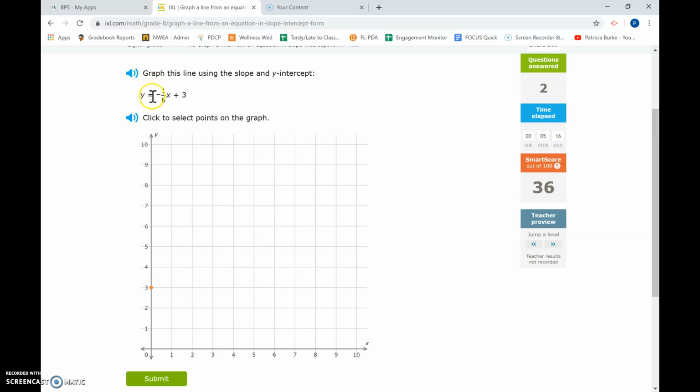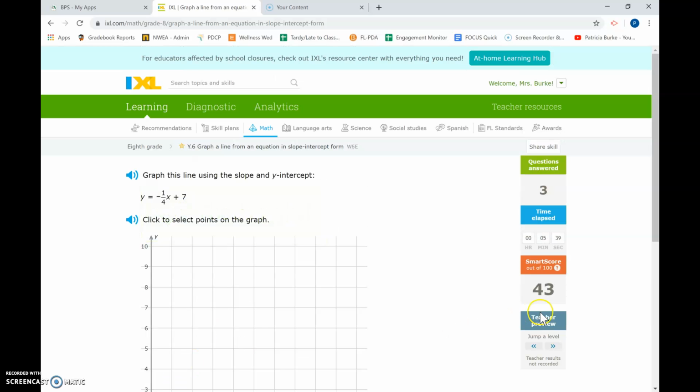And our slope this time is -1/6. So this just means we're going to go down 1 floor before we run across 6 doors. So we're going to go down 1 floor, and then we're still going to run to the right across 6 doors. 1, 2, 3, 4, 5, 6. Click your second point and submit. Let's go up another level.